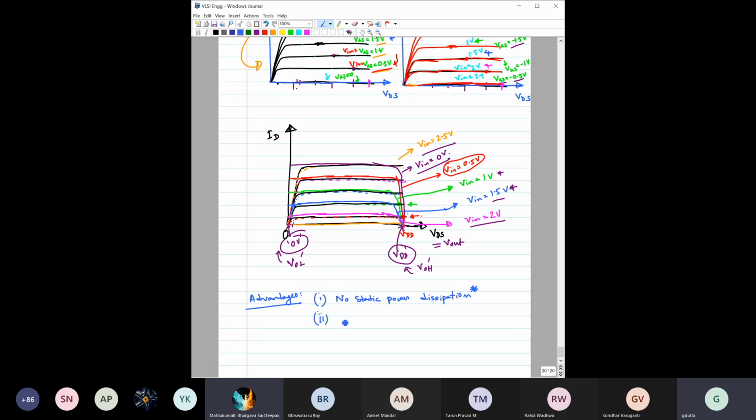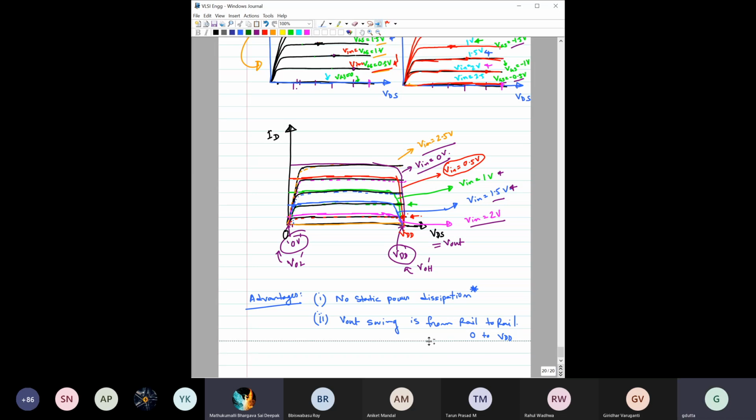Then V output swing is from rail to rail. Rail to rail, you understand, right? That means 0 to VDD, right? The complete swing you are getting at this output, and this is in steady state. So these are the two most important advantages. We will also see some of the other advantages as we go along in our discussions, right?